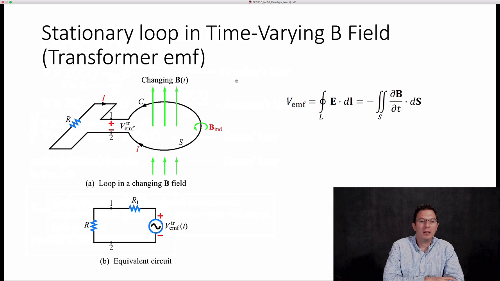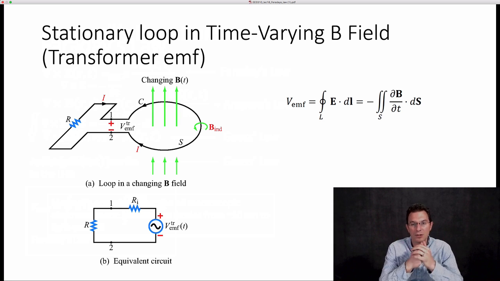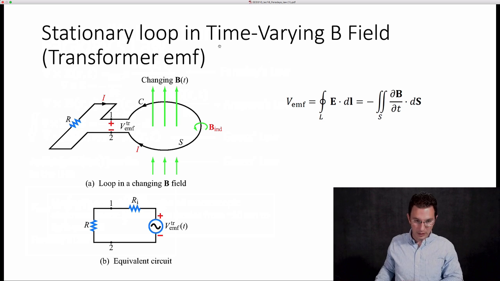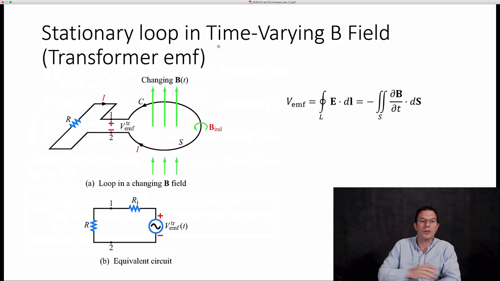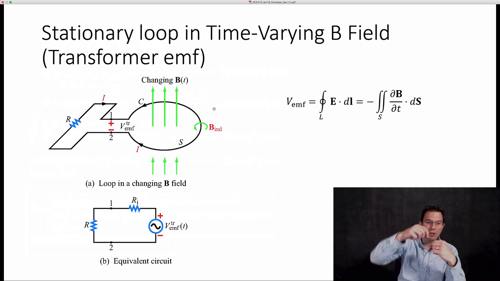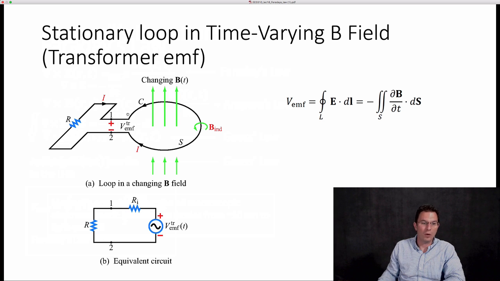Well, as our first example here to see how we might use this, let's consider a stationary loop in a time-varying magnetic flux density, or essentially a time-varying B field. We refer to this sort of induced voltage as transformer EMF. Okay, so here's the idea. You take a loop of wire and you bend it into a circle like so, and allow a time-varying magnetic field essentially to penetrate the loop.